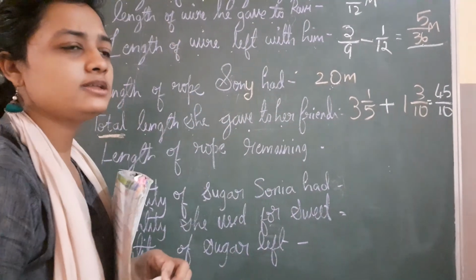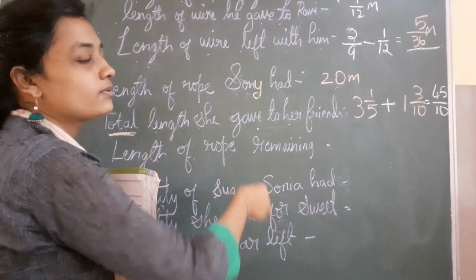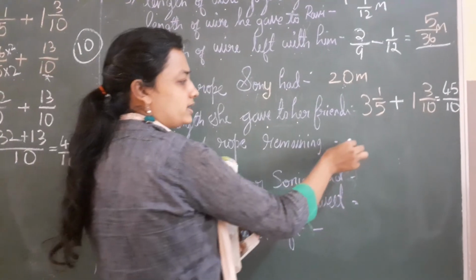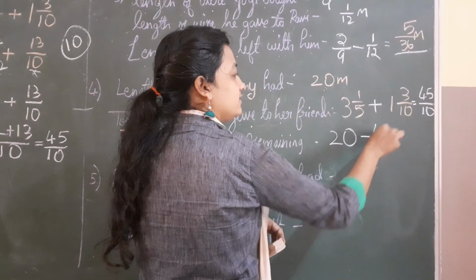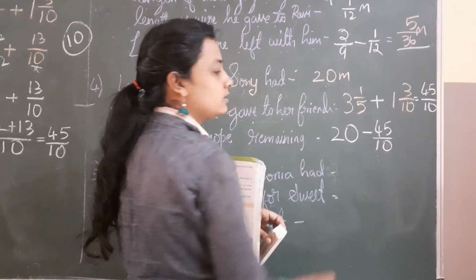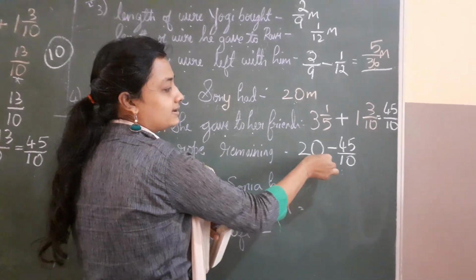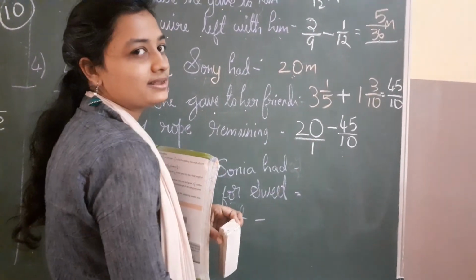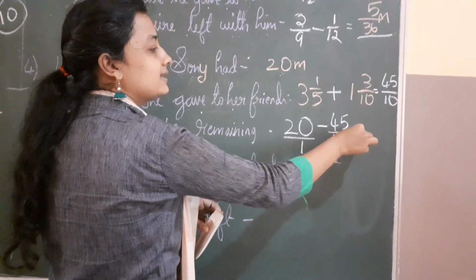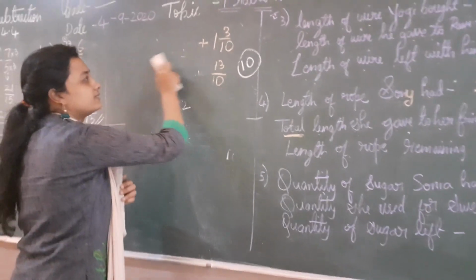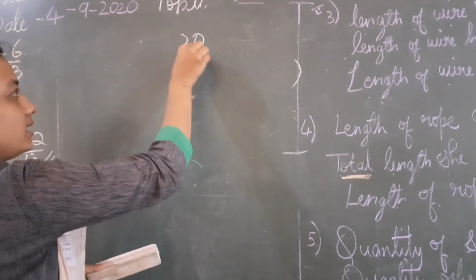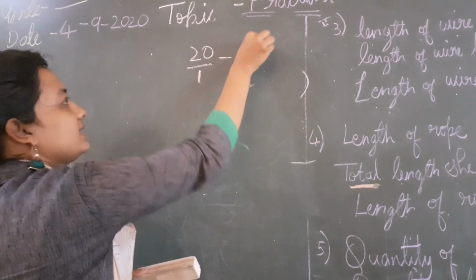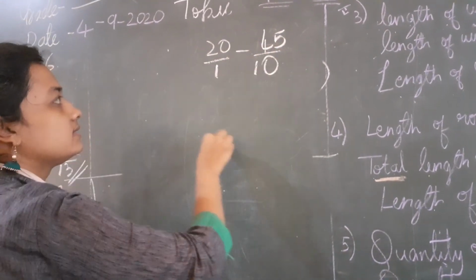Now I have one more thing to do. Find the length of rope remaining. For that what should I do? I should take this 20 and subtract 45 by 10 from it. When there is no denominator, I should write 1 as the denominator. So let us subtract them. Go to your working column and subtract the numbers. That is 20 by 1 minus 45 by 10.